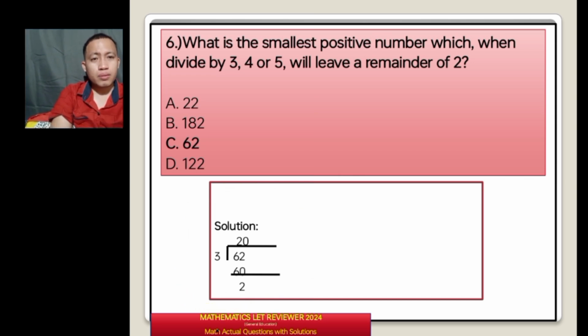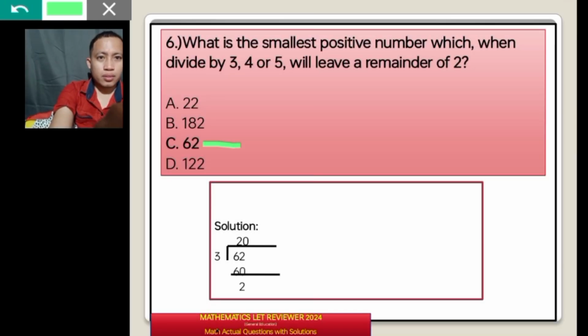Okay? Shall we say, 62. Ang pinakamalapit dyan ay 62. 62 divided by 3. We will divide that one by the first number. We have 62 divided by 3. This is equal to 20. 20 times 3, that is equals to 60. Then, subtract the two numbers. 62 minus 60, that is equals to 2. Therefore, our final answer is letter C. This one. Because magbibigay yan ng remainder na 2.